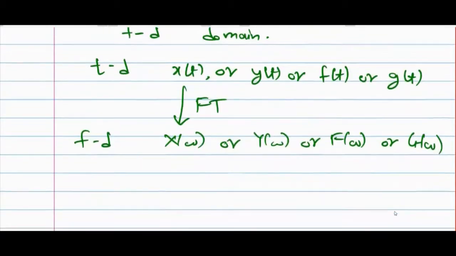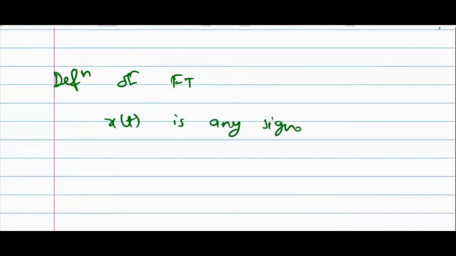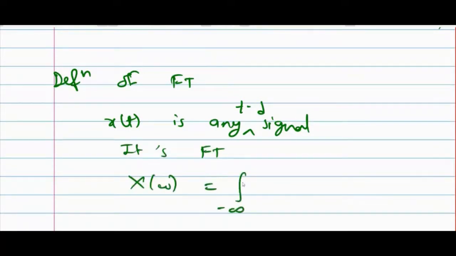Then the definition of Fourier transform is, x of t is any time domain signal. Then its Fourier transform, x of omega equal to integration minus infinity to infinity x of t e raised to power minus j omega t dt. This is the Fourier transform.